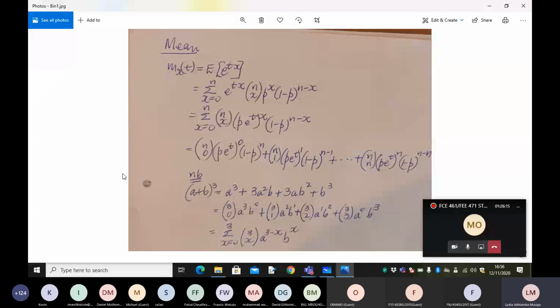So first, we need to get the mean. And now, just as one of your colleagues asked, we are getting the mean using the moment generating function technique for the binomial distribution. So we know that our moment generating function, let me just expand it a little bit.